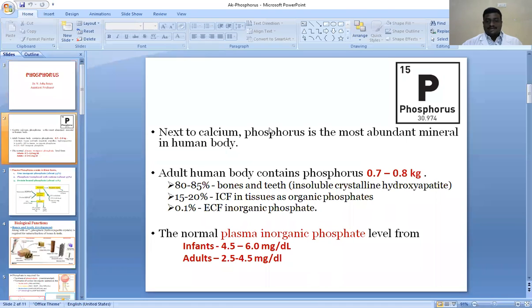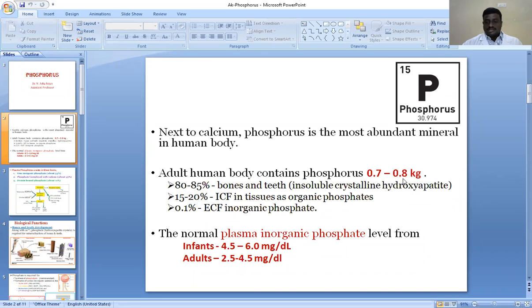So it is a mineral. Next to calcium, phosphorus is the most abundant mineral in the human body, the mineral required in the largest amount after calcium. Phosphorus has atomic number 15 and atomic weight 30. In humans with an average body weight of 70 to 75 kgs, the body contains 0.7 to 0.8 kgs of phosphorus.